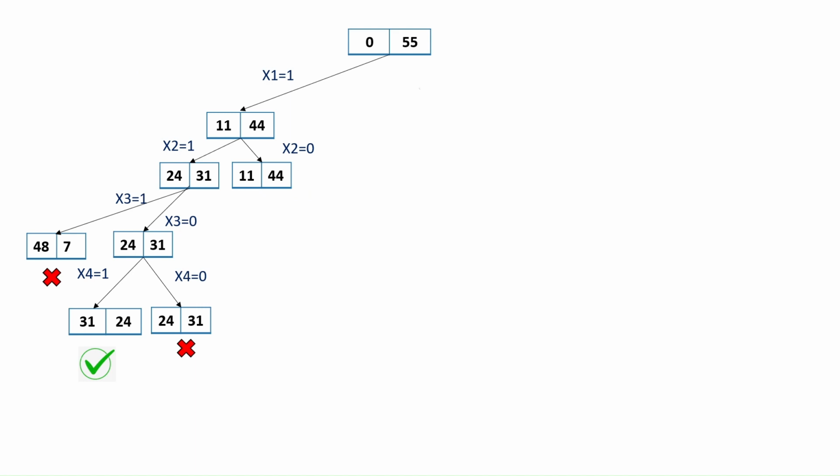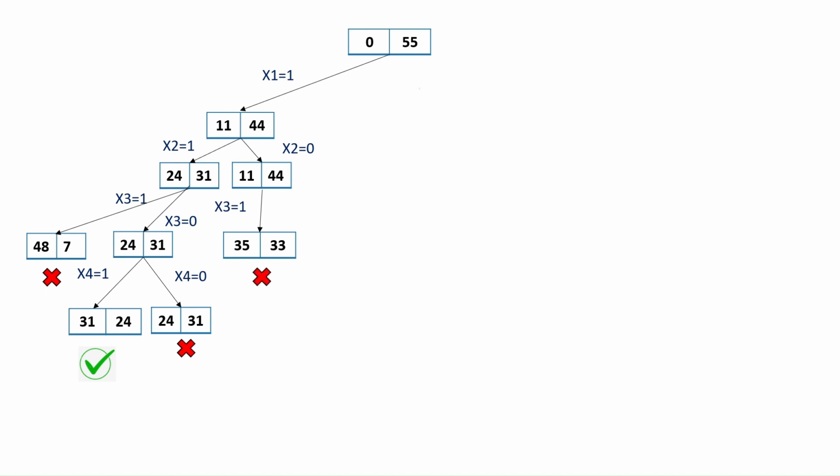Then x3 equals 1. The x3 value is 24. So 11 plus 24 is 35, and 44 minus 24 is 20. The 35 is greater than 31. So this is not the solution.